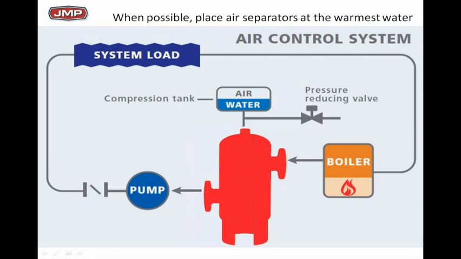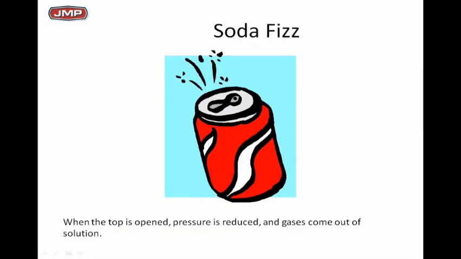When possible, place the air separator in the warmest water. In this case, we got a boiler. Where's the hottest water? Obviously, the hottest water is coming off the boiler, so we would prefer to pump away from the boiler, away from the air separator, away from the expansion tank. That gives me the lowest pressure and the hottest water, and I got my best shot to get the air out of it on startup. That's very critical, you understand that.